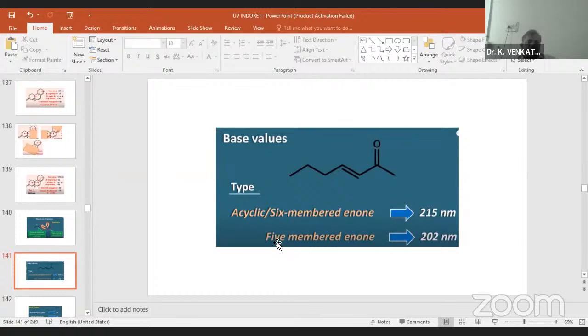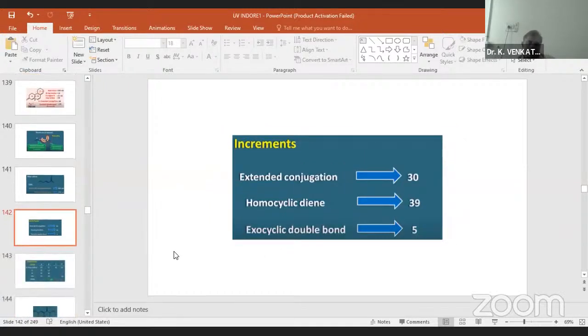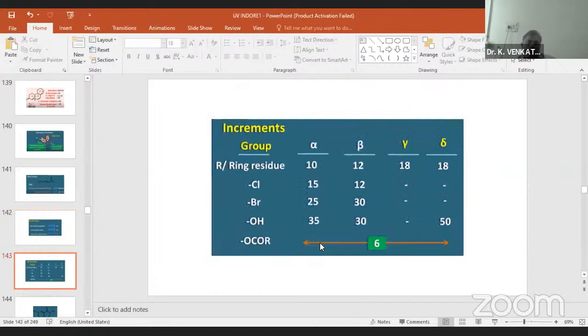In case a 5-member enone is present, what is the value? 202 nanometers. For a 5-member acyclic or 6-member enone, what is the basic value? 250 nanometers. For a 5-member enone, what is the basic value? 202 nanometers. And extended conjugation 30, homocyclic 39, and exocyclic double bond also 5.